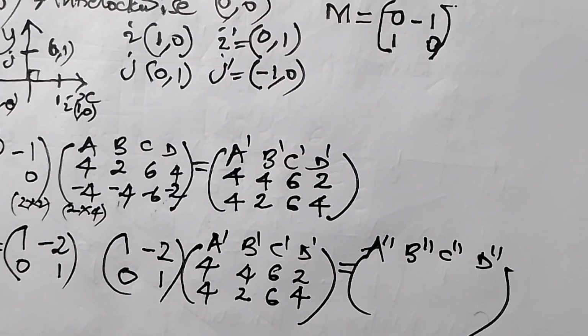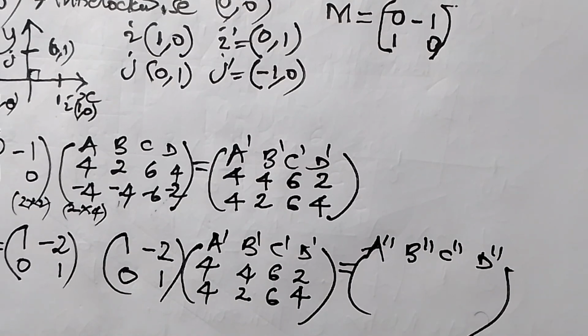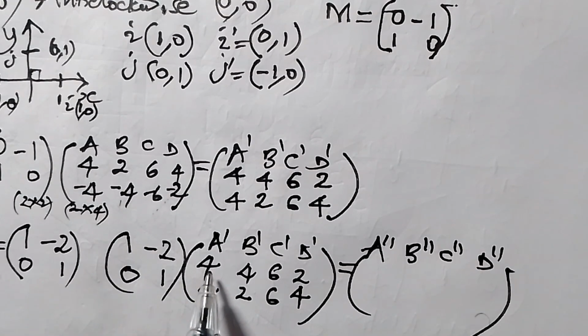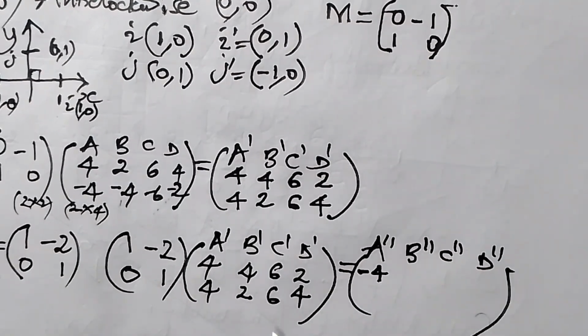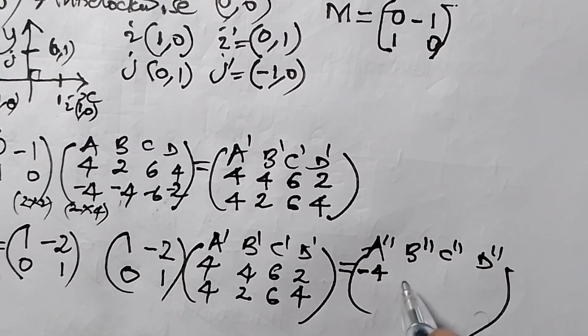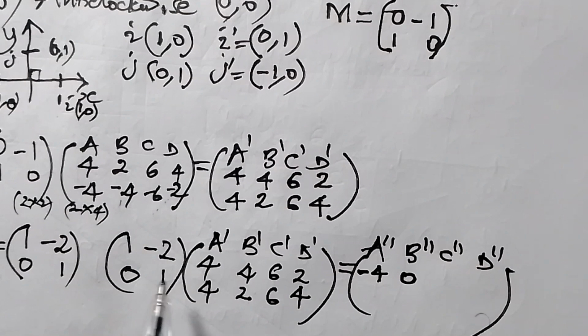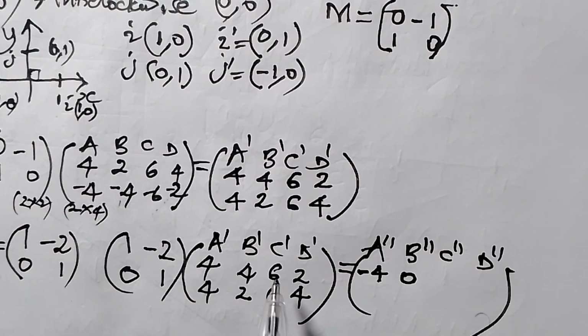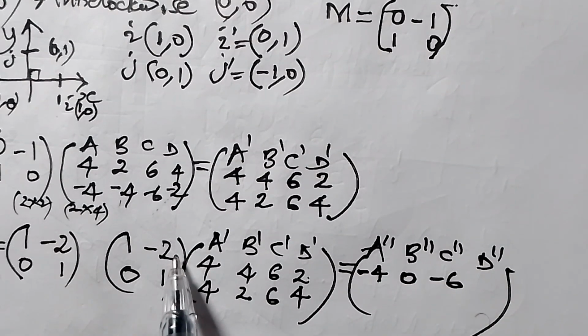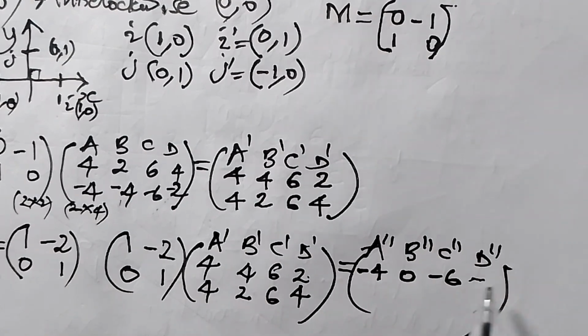Again, when we multiply this, we're going to get 1 times 4, that is 4, 4 plus negative 8. This gives you negative 4. 1 times 4 is 4. 4 plus negative 4, 0. 1 times 6 is 6. 6 plus negative 12, negative 6. And 1 times 2 is 2. 2 plus negative 8, negative 6.